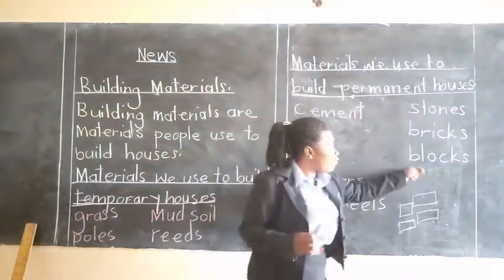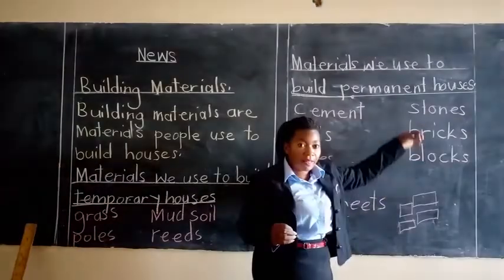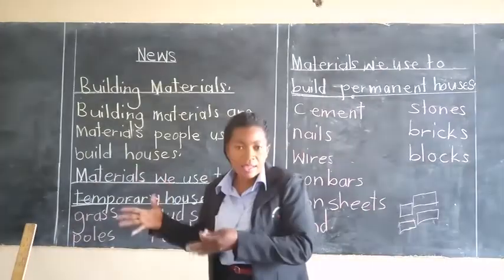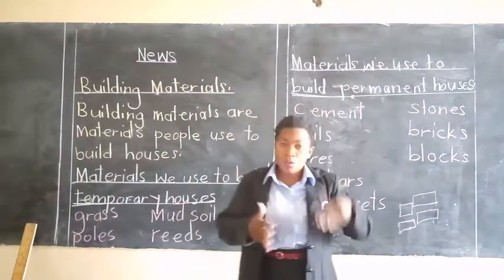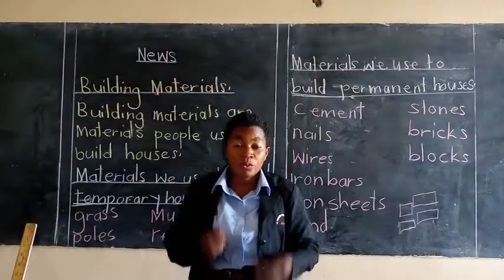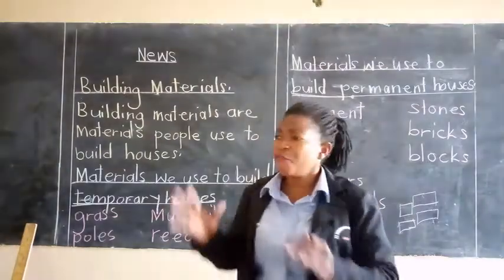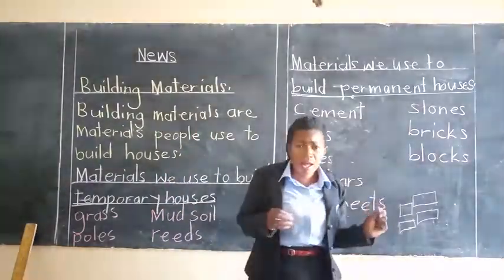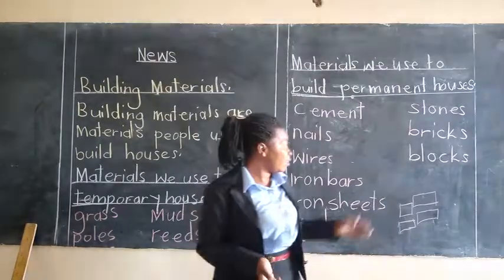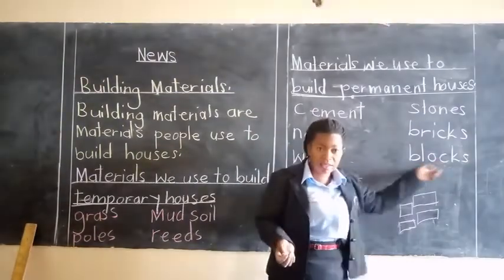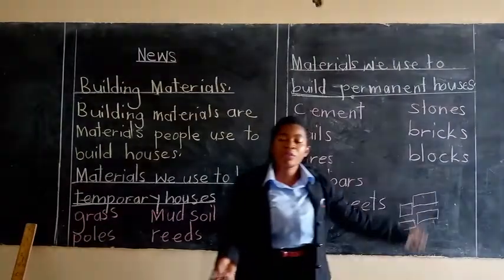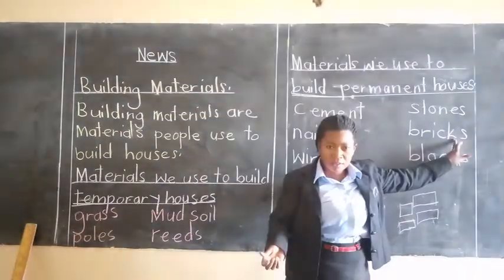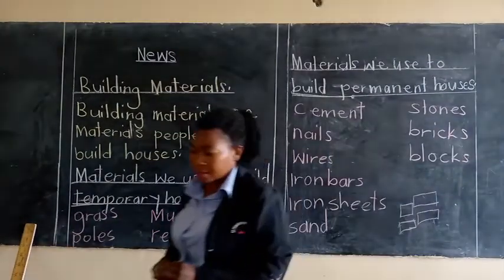Because these ones are very strong. They are stronger than bricks. For them, they can get sand and water, and they mix together to get the blocks. They are very big. When you go where they are constructing a building, you can find people using these blocks. And they are very expensive compared to the bricks.